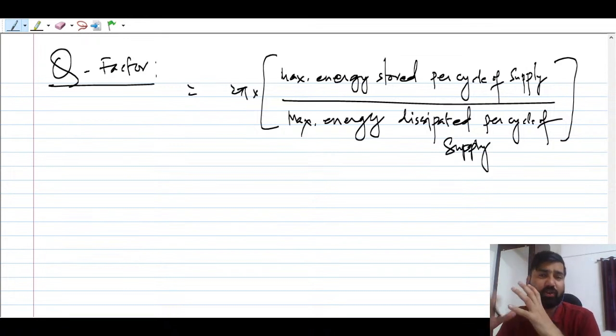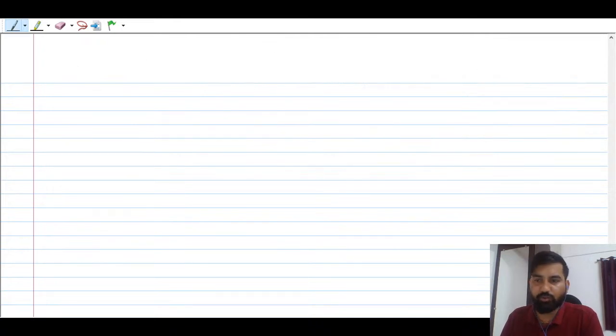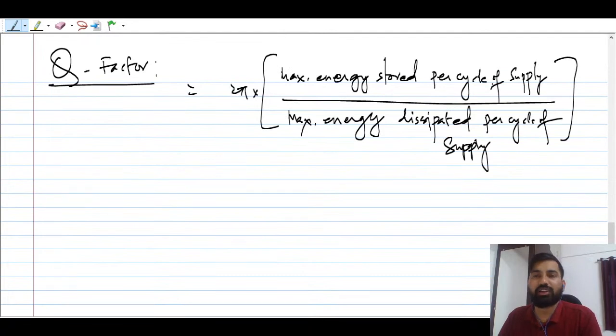Let us talk about some standard Q factors that you should know. Suppose I talk about the passive elements, and we will also combine those elements like R and L, R and C, in series and parallel manner and see the Q factor. Please remember these points. Q factor is maximum energy stored per cycle of the supply upon maximum energy dissipated. If you see a pure inductor or a pure capacitor, there will not be any kind of dissipation, so you can think about the Q factor.